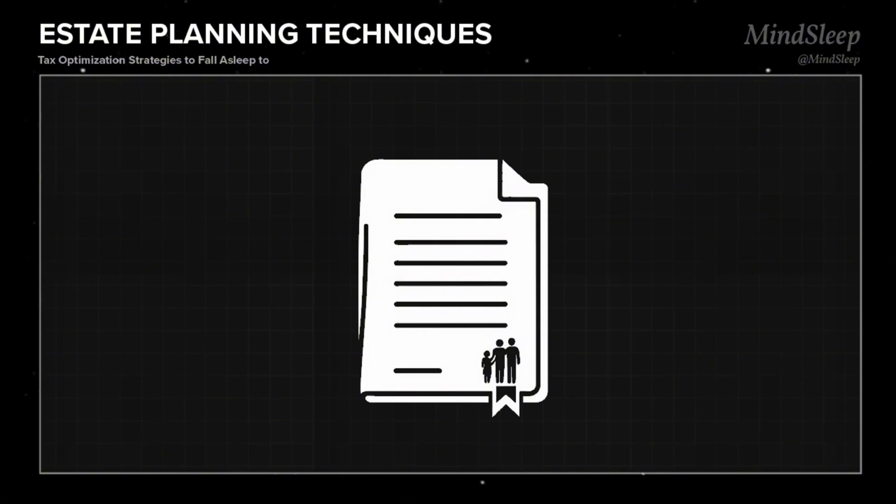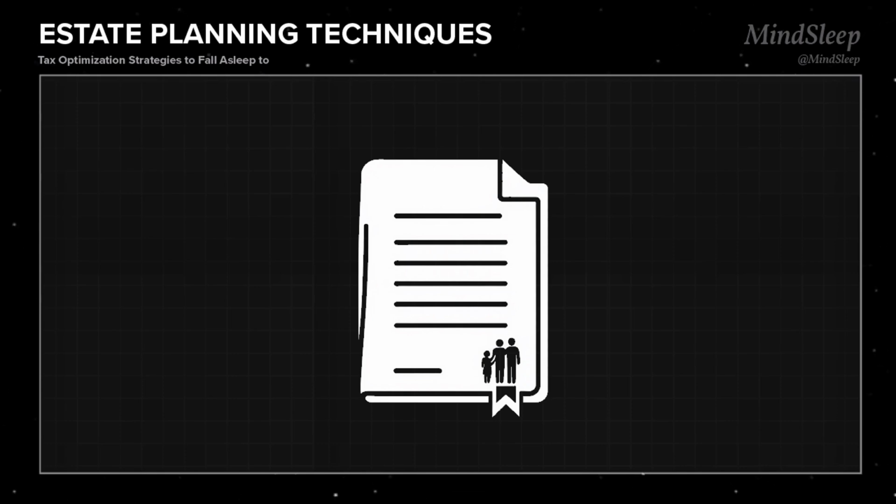Generation skipping transfer, GST tax planning, is another critical aspect of comprehensive estate planning. The GST tax is designed to prevent wealthy families from avoiding estate taxes by transferring assets directly to grandchildren or more remote descendants. However, there's a GST tax exemption that, when used strategically, can allow for significant wealth transfer to future generations free of transfer taxes.